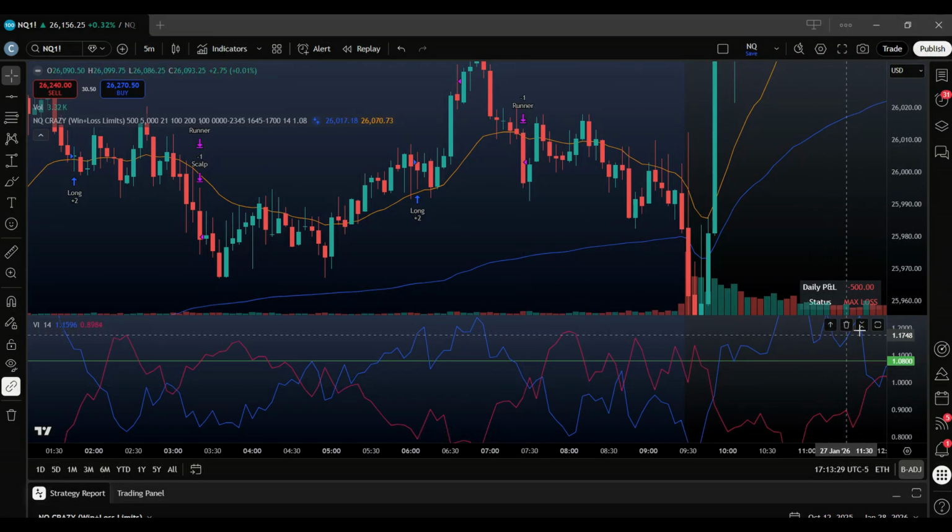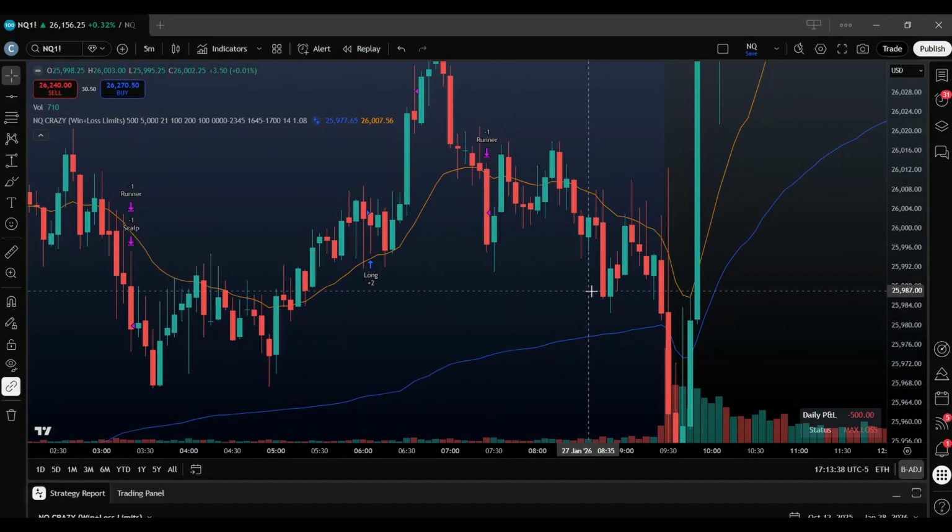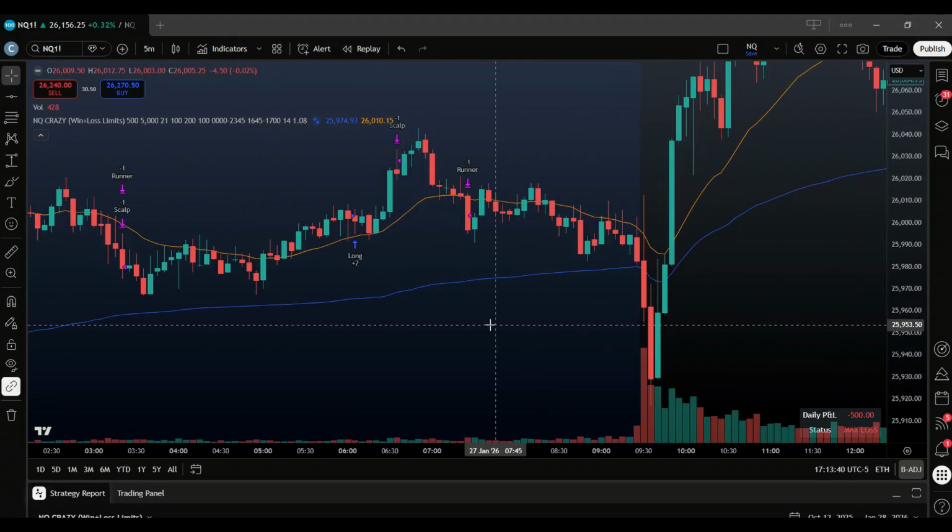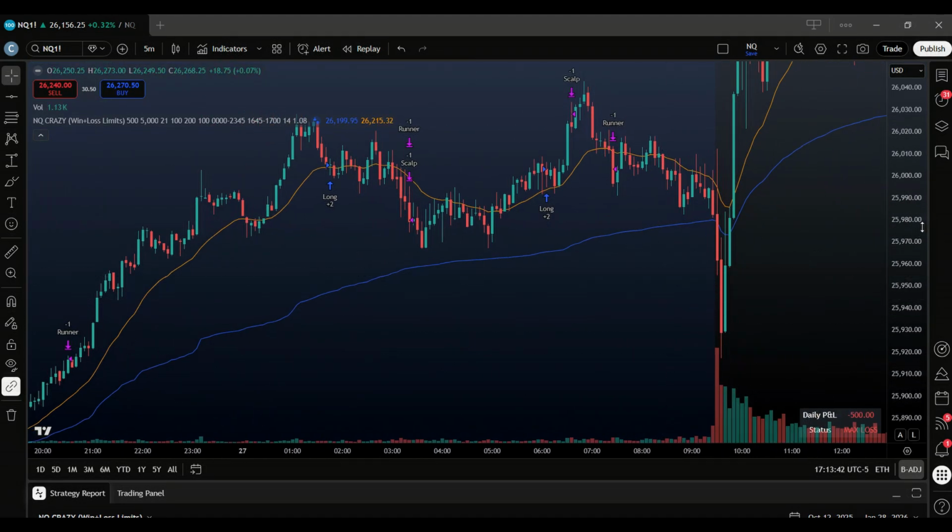Anyway, that's the vortex. That's the only thing that keeps it out of trades. Okay, seems to work. You can change that threshold. Let's do that. Okay, let's do that threshold and see what changes.